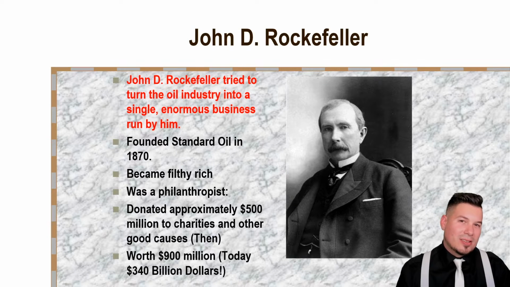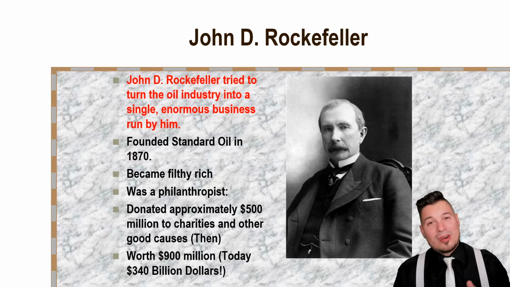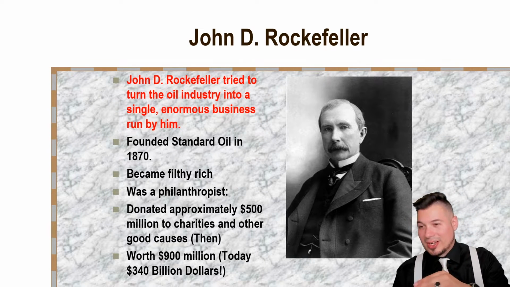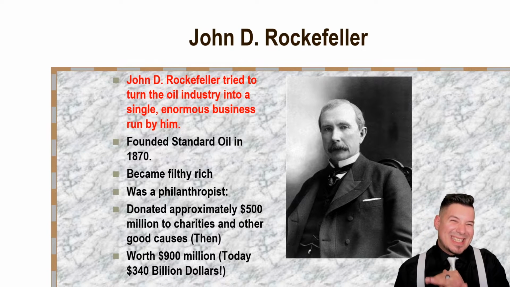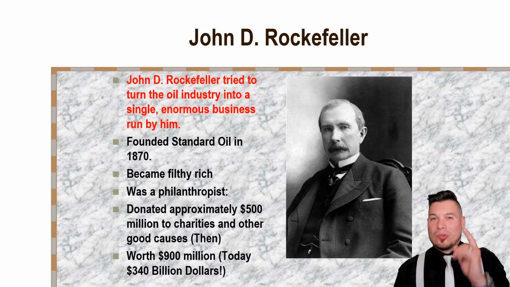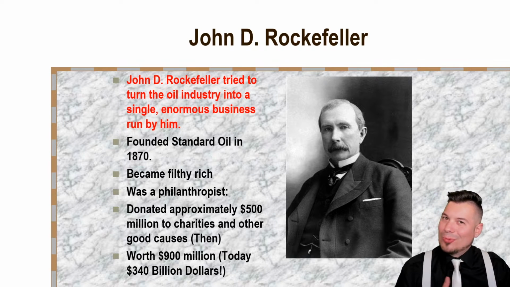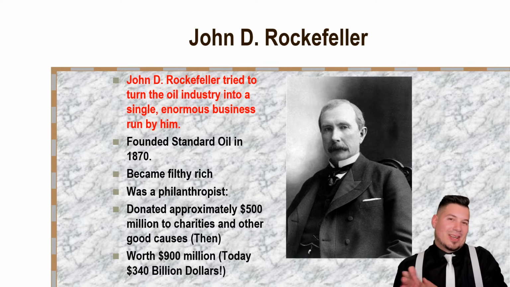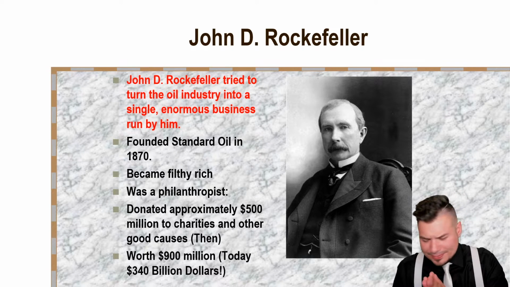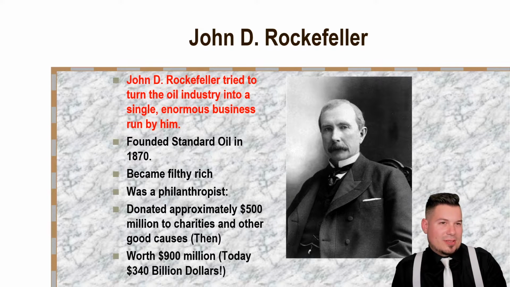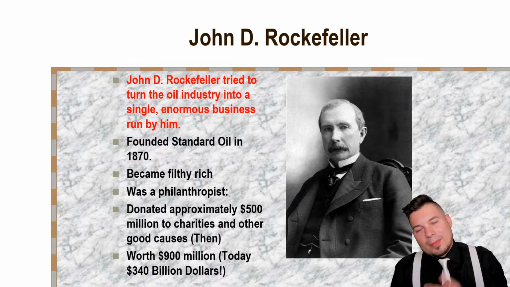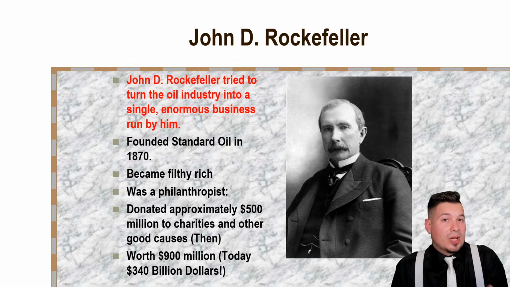John D. Rockefeller is, at this point, the richest person in modern history to have lived in the United States. He tried to turn the oil industry into one single enormous business run by him. Man, was he close. You could even say he did it. He founded Standard Oil in 1870 and became filthy rich. He is going to be a philanthropist, which we'll talk about in the next slide. A philanthropist is someone who gives back to the community through charitable events.